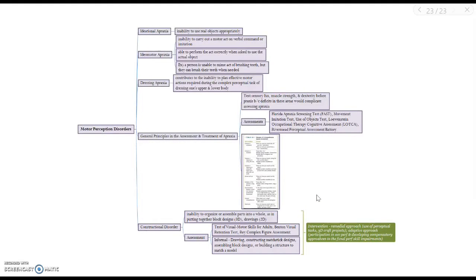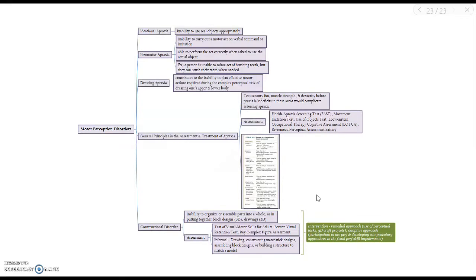So some motor perception disorders: we have ideational apraxia, ideomotor apraxia, dressing apraxia, and constructional disorder. Ideational apraxia is the inability to use real objects appropriately. So I can tell you, here's a toothbrush, how do you use this? And if the client starts brushing their hair with it, they've associated the toothbrush with brushing something, but it's not the appropriate use for a toothbrush.